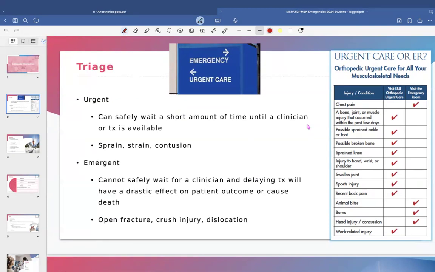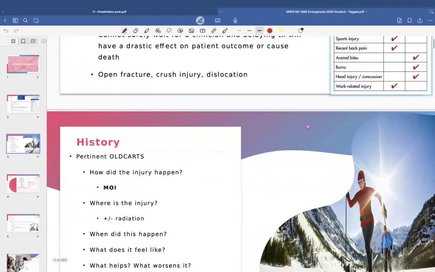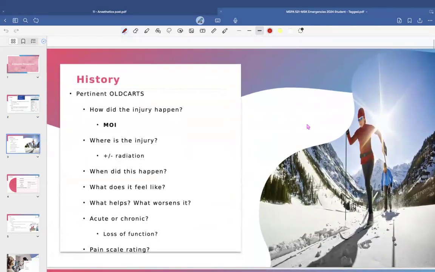History, same with a lot of the emergencies that we see. You want to get your complete medical history, finding out how the injury happened, where it occurred, where the pain's going, when did it happen, get your full timeline, things that you would do anytime you're interviewing a patient. Things that you'll also want to find out specifically with musculoskeletal, and you may see this as well in neurology, is finding out if there's been any loss of neurologic function.